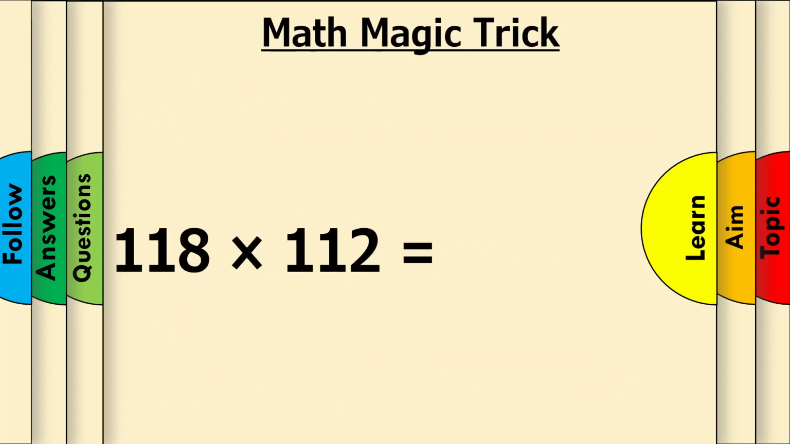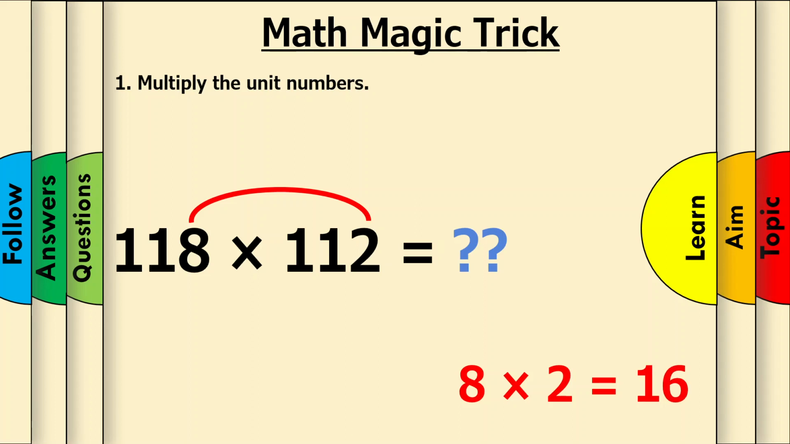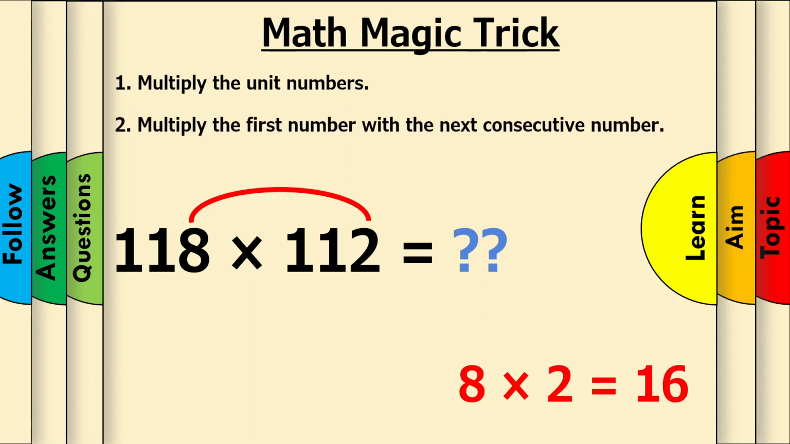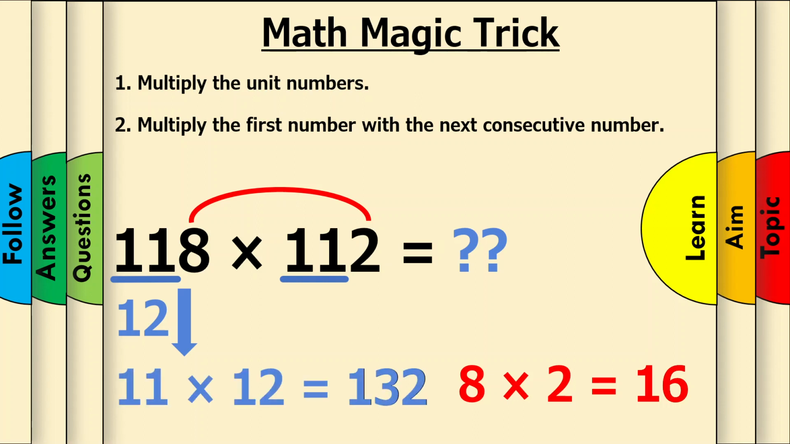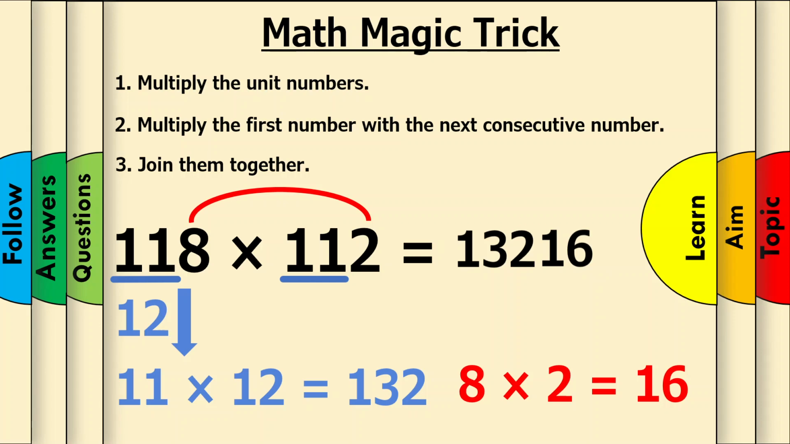Here's a third example. 118 multiplied by 112. Multiply the unit numbers. In this case, 8 multiplied by 2 is 16. Now, multiply the first number with the next consecutive number. Since there are two digits in the first position here, we just say that the first number is 11. The next consecutive number to 11 is 12. 11 multiplied by 12 is 132. Finally, join the numbers together to get the answer, 13,216.